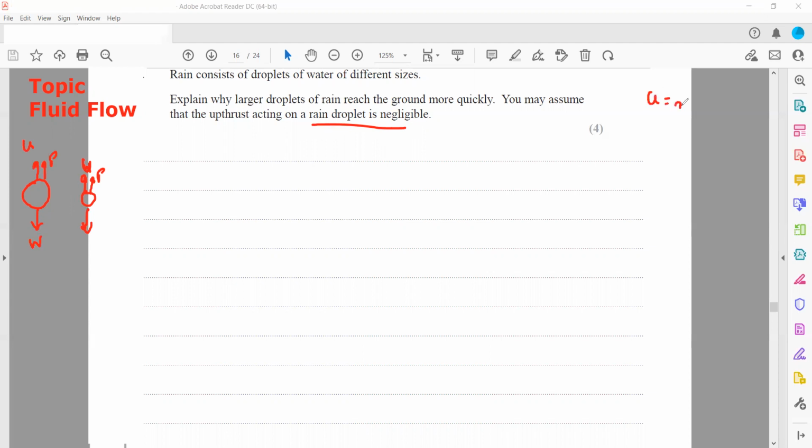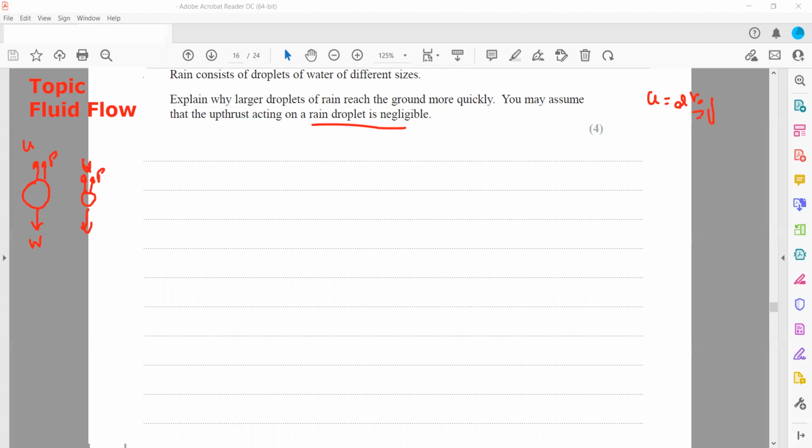We can say the upthrust is negligible, as they mentioned here, because upthrust depends on the density of a fluid, volume of the object, and gravity. Because the volume of the object is very small, the raindrop size is very small. That's why we consider that negligible upthrust is there.